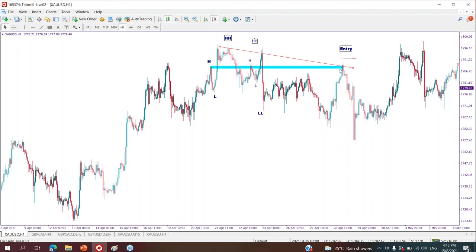Teacher, TradingView backtest, do we have to pay? Yeah, but they have a free package. I think free one for 1 month. Yeah, you can try.